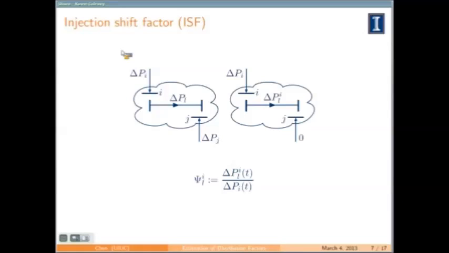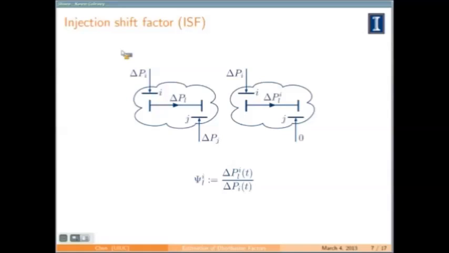So if we could measure this numerator as well as this denominator, then we would be done. We would have the ISF. But while it's conceivable that we can measure the power out of a node with our measurement devices, it's hard to conceive that we can measure the line flow change due to a particular node.